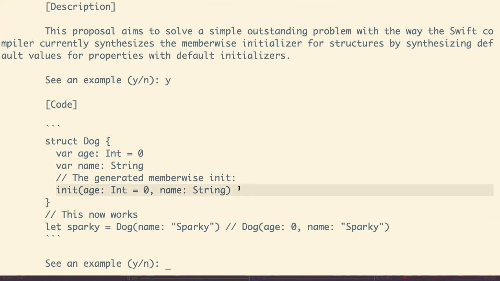The nice part about this one is that you can see age is defaulted to 0, and that carries through for the default initializer. So that at the very end, I can just pass in the dog's name and the dog's age is 0.